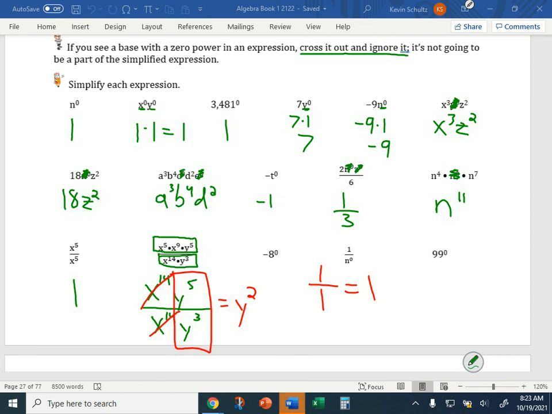Negative 8 to the 0. Alex? Negative 1. Job well done. That 8 is a base, not a coefficient, so it becomes a 1. Negative sign out in front, which is not part of the base. Kind of the same thing as that negative t there. And lastly, 99 to the 0 power, Aiden, 1.